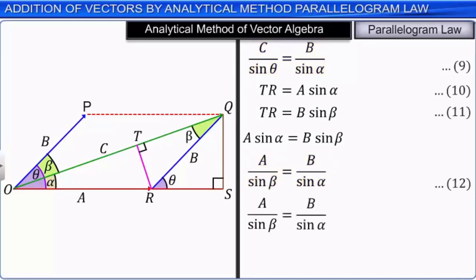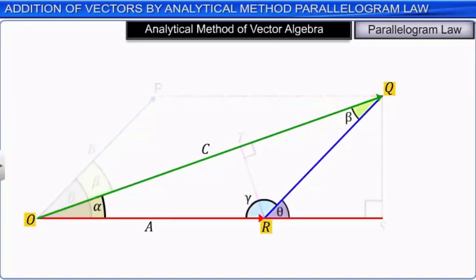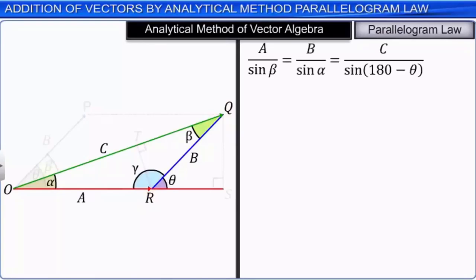Now, consider triangle OQR. Here, A by sin beta is equal to B by sin alpha is equal to C by sin 180 minus theta. A by sin beta is equal to B by sin alpha is equal to C by sin gamma. Let this be equation 14. This equation is known as the law of sines.